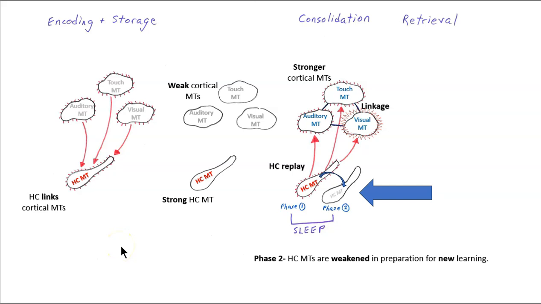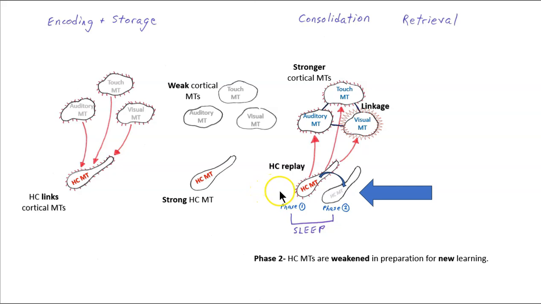All right, so let's recap where we've been. We have the encoding and storage stage. So we have cortical regions responding to a learning event, and information is sent down. It converges into the hippocampus. A memory trace is formed there as well, linking the patterns of activity in the cortex. And we're left then with weak memory traces in the cortex due to low plasticity, but strong memory trace in the hippocampus due to high plasticity.